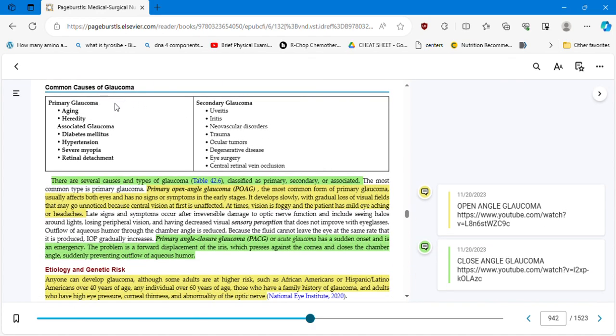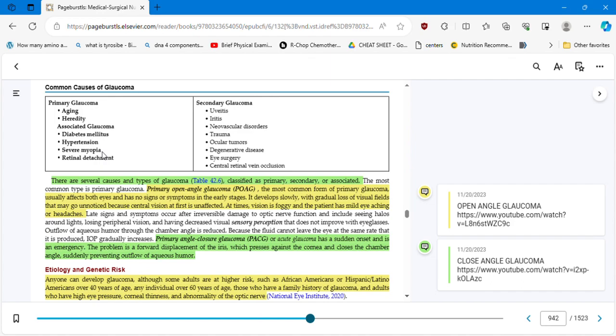The primary glaucoma is aging again, hereditary, diabetes, hypertension, severe myopia, okay, retinal detachment. With retinal detachment, we can avoid the antibiotics and all these activities, and probably we can protect. Severe myopia is sometimes people, they don't want to wear glasses and they are forcing their vision, right? They are forcing their vision.